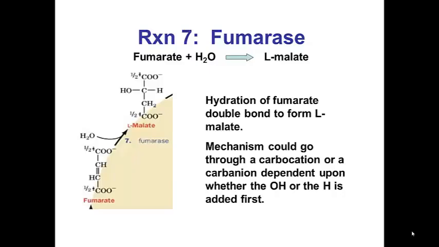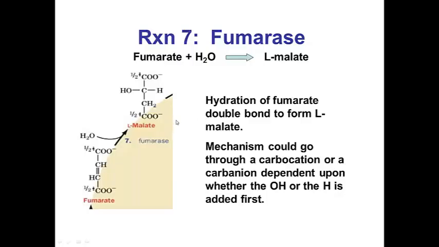Reaction 7 is catalyzed by the enzyme fumarase, and fumarase takes fumarate and reacts it with a molecule of water to produce L-malate. So we're going from fumarate to L-malate. This is essentially a hydration of a double bond. Basically, we're adding a water molecule across this double bond. Here you can see we added a hydrogen and a hydroxyl group.